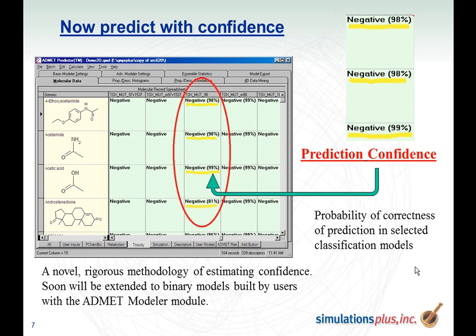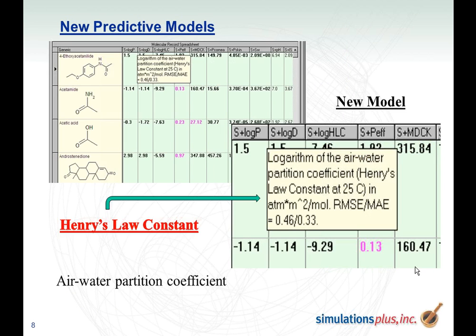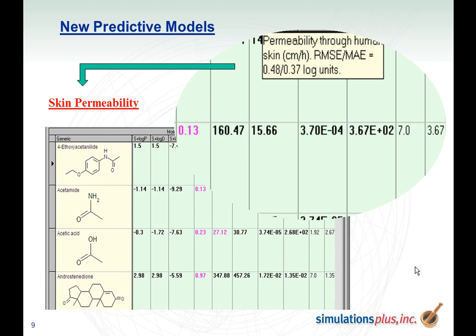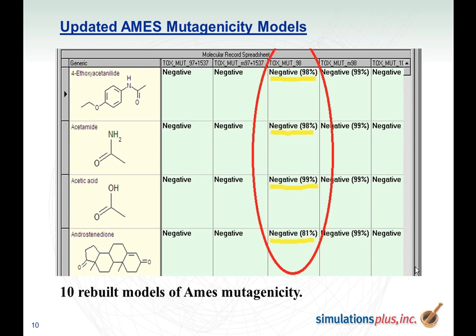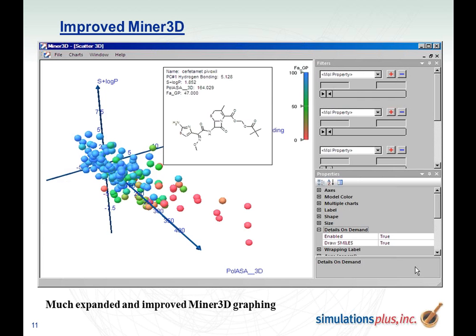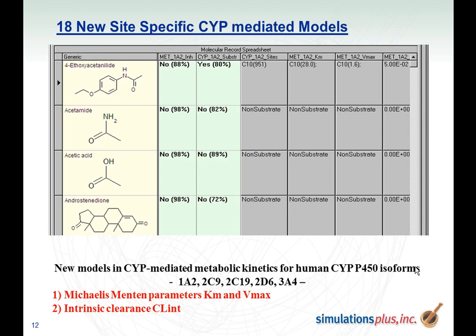You can now predict with confidence. We have introduced prediction confidence scores, which give the probability of correctness of prediction in selected classification models. New predictive models introduced include the air-water partition coefficient model, which is the Henry's law constant, and a skin permeability model. We have rebuilt 10 models of Ames mutagenicity. We have also expanded and improved the graphing features, the Miner 3D graphing. And we have 18 new site-specific CYP-mediated models.